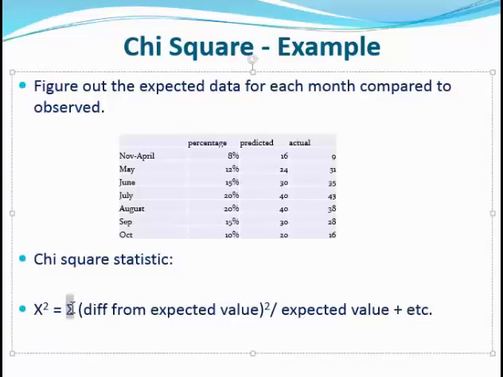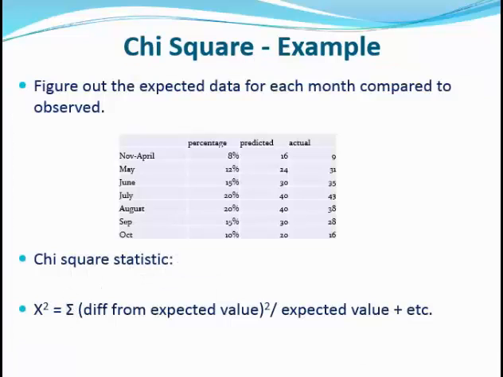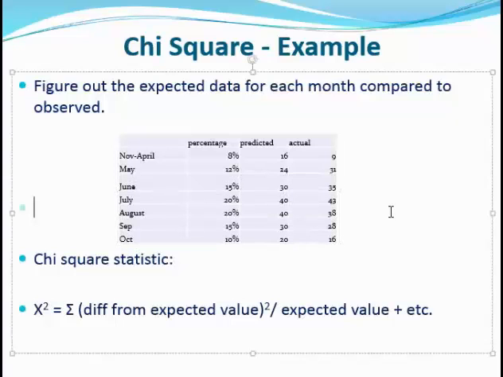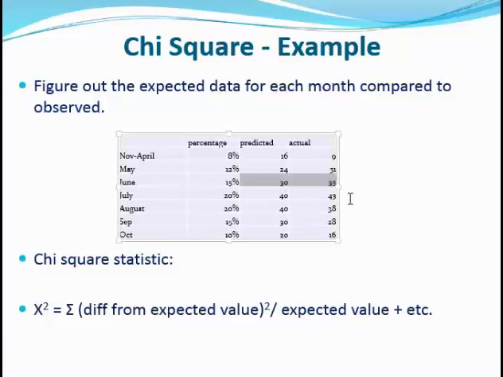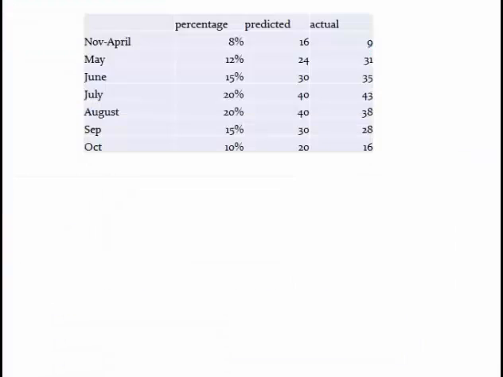This little symbol over here means just a whole bunch of things added to each other. In other words, the difference from the expected value squared divided by the expected value of this one, then the difference from the expected value squared divided by the expected value of this one, etc., etc., until you finish all 7 of them over here. So let's take this chart and actually calculate it out.